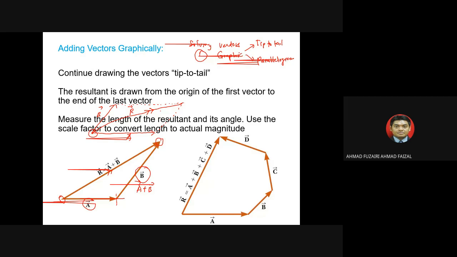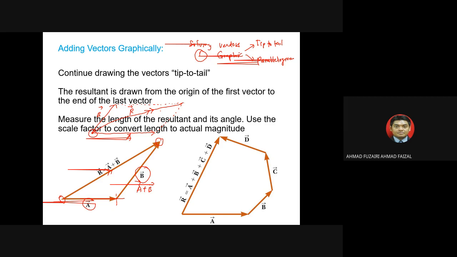But bear that in mind: when you use a parallelogram, the maximum number of vectors that you can solve is only two, A plus B. But if it is A plus B plus C, it is not advisable to use the parallelogram. You need to use the tip to tail method. Kena guna method yang satu lagi.